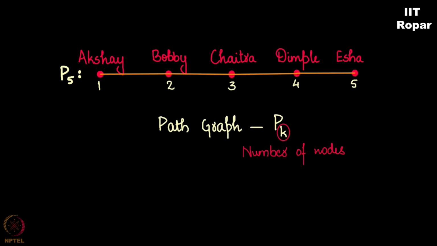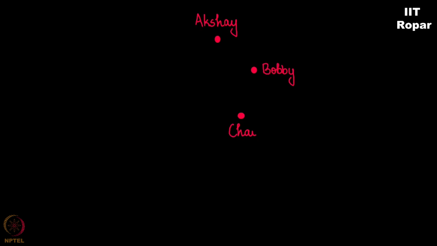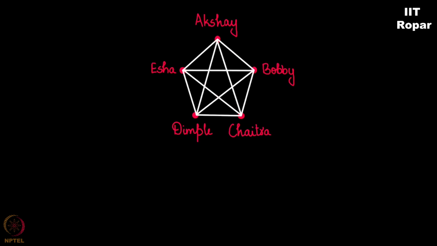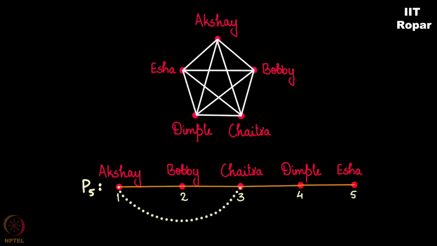Okay, let's move on to the next example with the same 5 people. Observe that just in case Akshay, Bobby, Chaitra, Dimple, Esha knew each other, the graph would look something like this. You see what is so nice about this graph? All possible edges are exhausted. You cannot put another edge. As opposed to the path graph where you saw that Akshay and Chaitra weren't friends, they could become friends, but here you're saying that everybody is friends with everyone else.